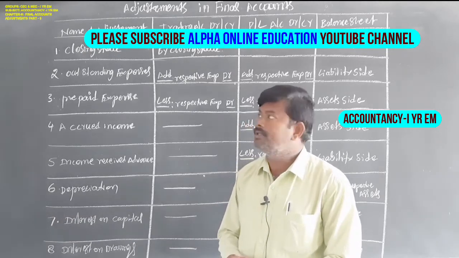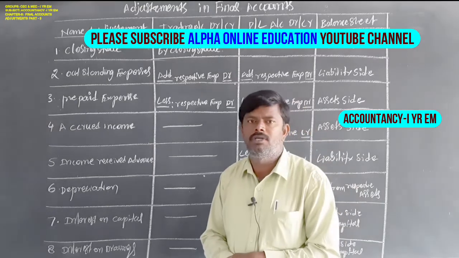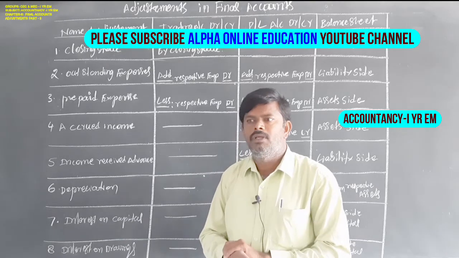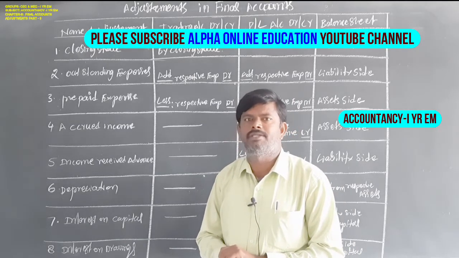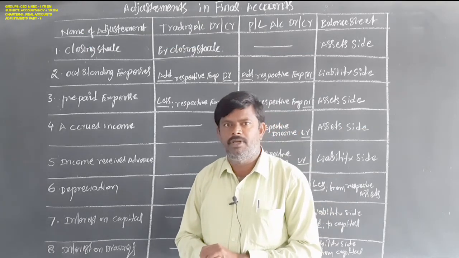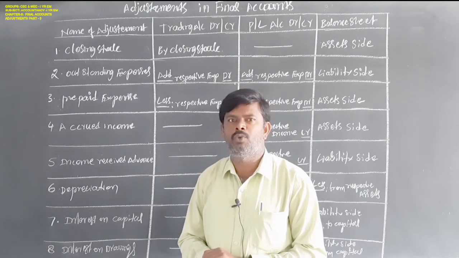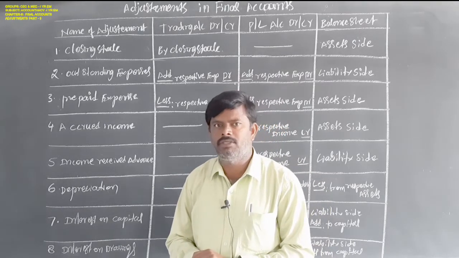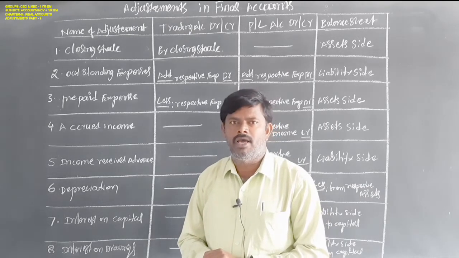Now we discuss adjustments in final accounts. Adjustments in final accounts means the adjustments given below the trial balance. The adjustment must be effective in two accounts or two statements: either trading account or balance sheet, either P&L account or balance sheet.